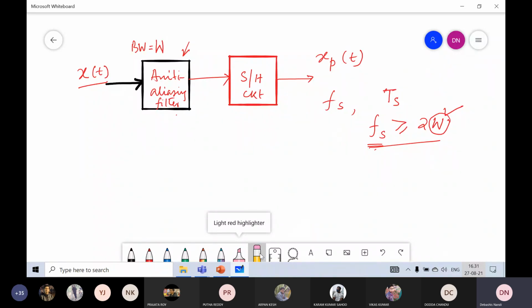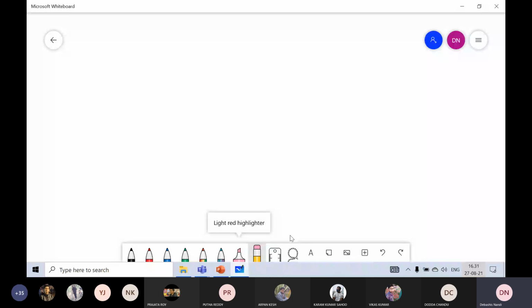Okay, so this is the requirement of the anti-aliasing filter before the sample and hold circuit. Now I want to discuss the sample and hold circuit. What is the structure of the sample and hold circuit?